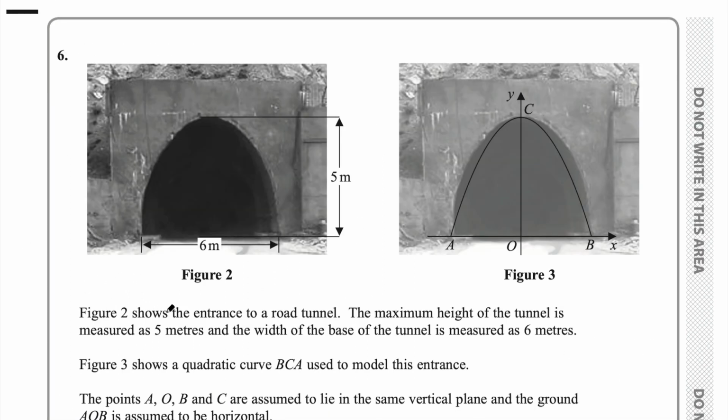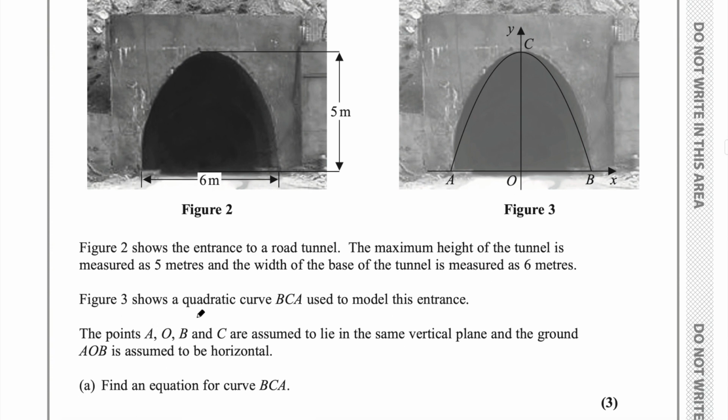Question 6 says, figure 2 shows the entrance to a road tunnel. The maximum height of the tunnel is measured as 5 meters, and the width of the base of the tunnel is measured as 6 meters. Figure 3 shows a quadratic curve BCA used to model this entrance. The points A, O, B, and C are assumed to lie in the same vertical plane, and the ground AOB is assumed to be horizontal. Part A says find an equation for the curve BCA.